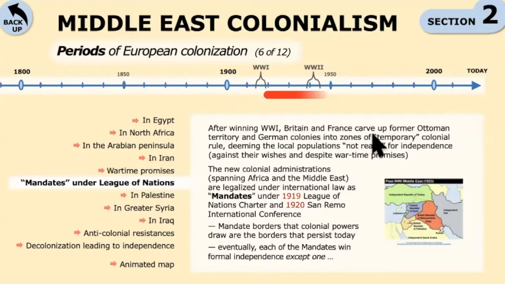So Britain and France do proceed to carve up the former Ottoman territories along with the German colonies, and they broke them into zones of quote-unquote temporary colonial rule, deeming the local populations not ready for independence. The new colonial administrations were legalized in international law as the mandates under the 1919 League of Nations Charter and the 1920 San Remo International Conference. The mandate borders that the colonial powers drew are the borders that persist today.